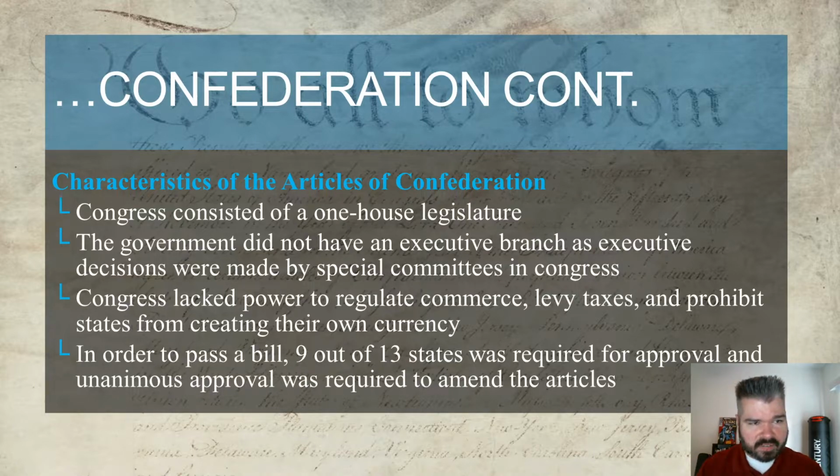Characteristics of the Articles of Confederation. Congress consisted of a one-house legislature instead of the two-chamber legislature that we have now. More on that, we'll get to the Constitution part in just a second. The government did not have an executive branch, as executive decisions were made by special committees in Congress. Congress lacked power to regulate commerce and levy taxes, as I said earlier, and it prohibited states from creating their own currency.